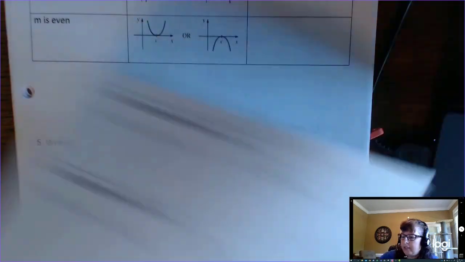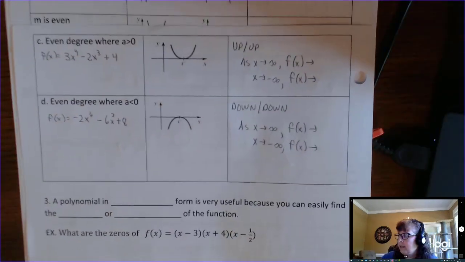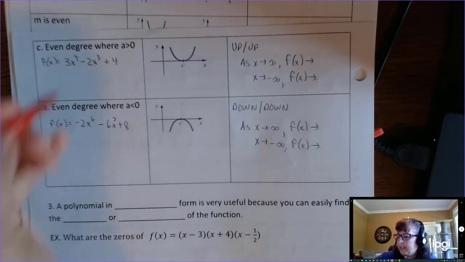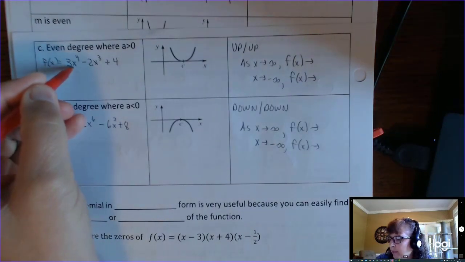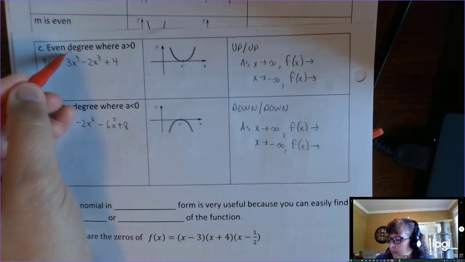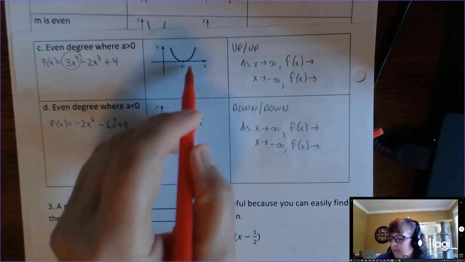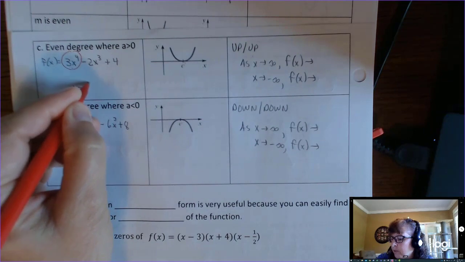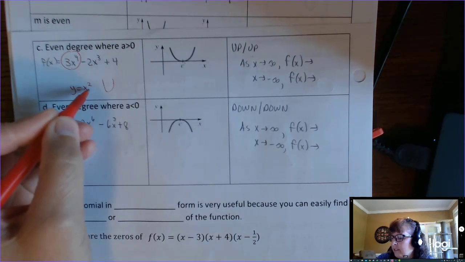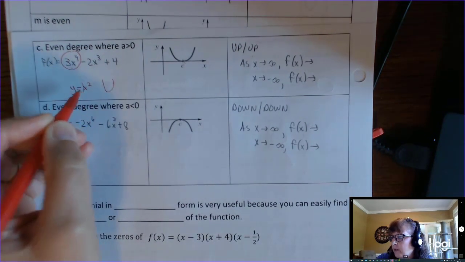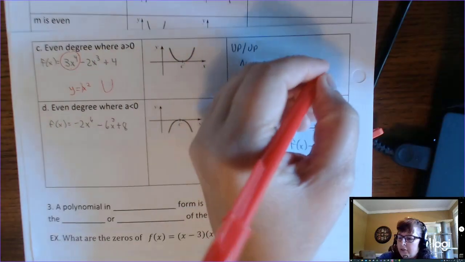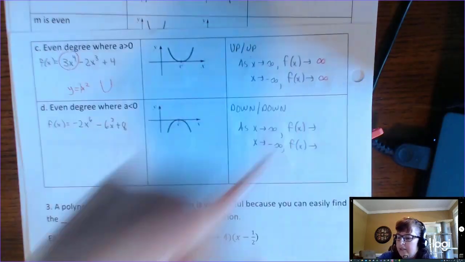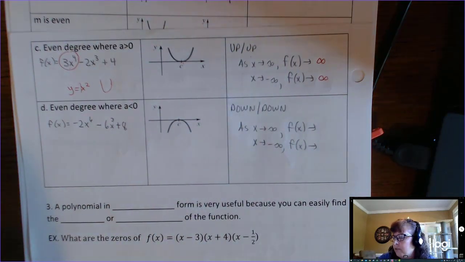Okay, if we look at even degree, if you have an even degree leading term with like a 4, but this a is positive, that's going to go to up-up end behavior. That's just like y equals x squared, and we know what y equals x squared looks like. It's got an even degree and a positive a value. So as x goes to infinity, y goes to infinity. As x goes to negative infinity, y goes to infinity.